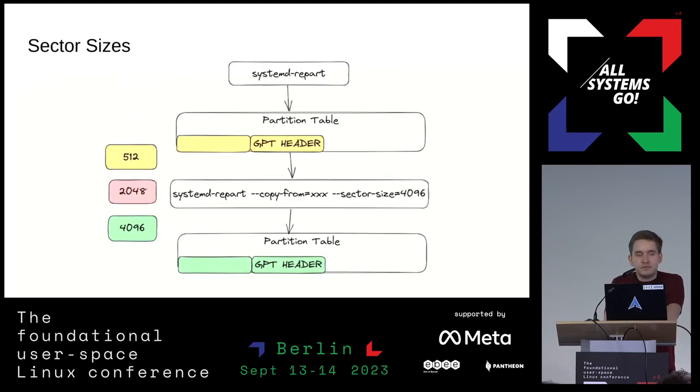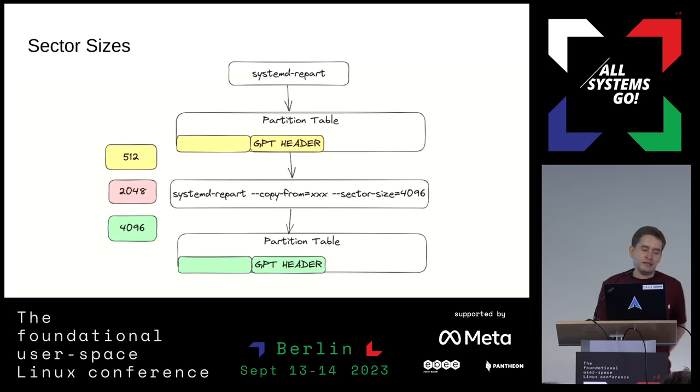So, sector sizes. The thing with GPT is that it reads the GPT header not from a specific offset on disk, but from what's called the first logical block address. And the size of an LBA is the sector size of the disk. So depending on what the sector size of your disk is, your GPT header is going to be read from a different offset. So this means if you build a disk image with a sector size of 512, and then you put it on one of these new NVMe disks that have a sector size of 4K, it will not boot because it tries to read the GPT header from the wrong location.